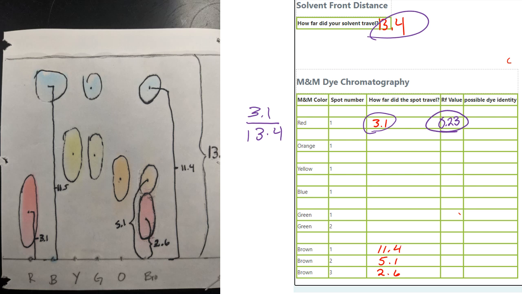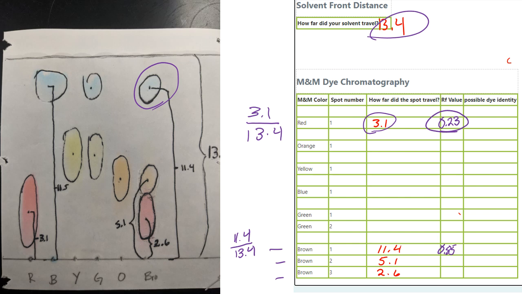For the brown ones, you will calculate 3 different RF values. You'll notice my top spot here, 11.4 centimeters. This spot right here, we'll calculate its RF value. It will be 11.4 divided by 13.4. And when I punch that into my calculator, I get 0.85 when I round it off. So you guys are going to do that for all of the spots.